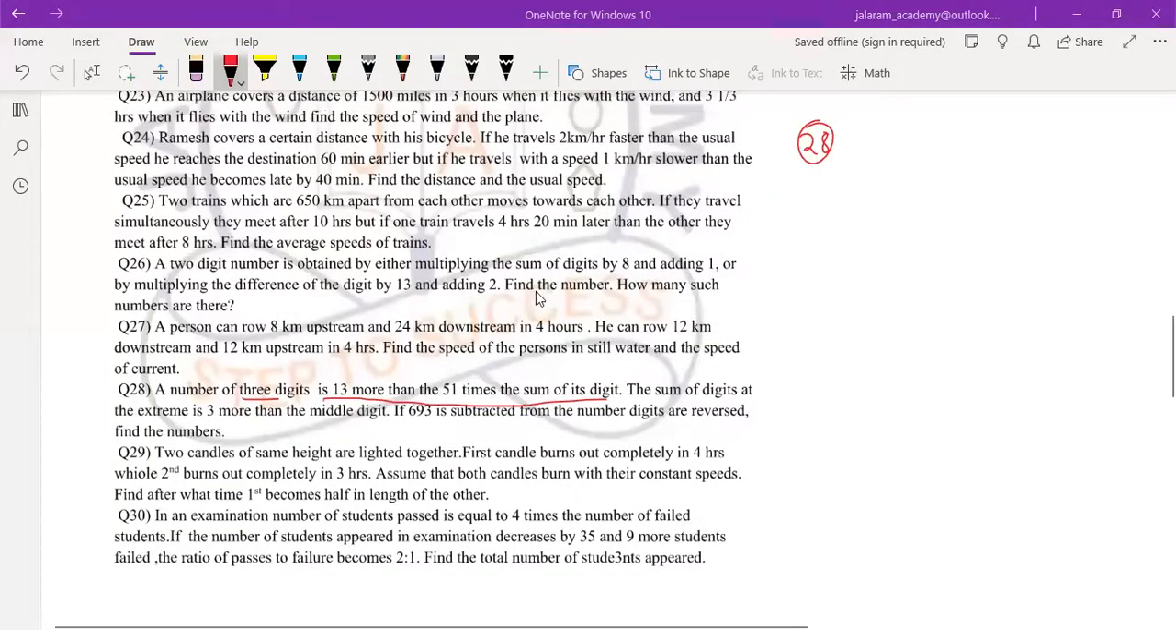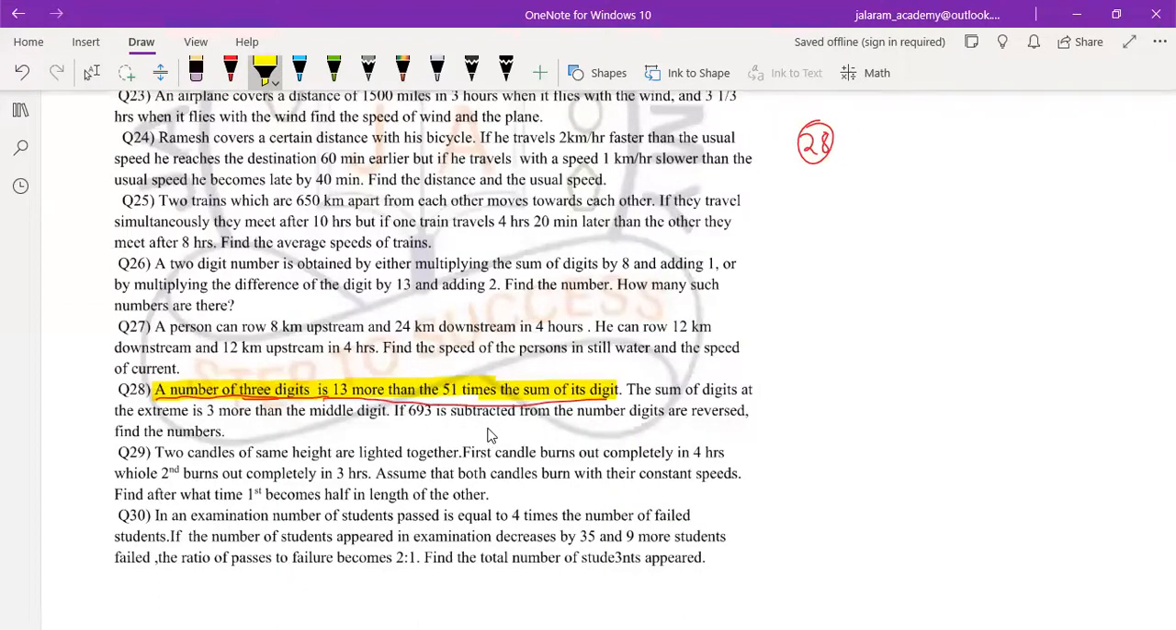So welcome back students. Now we continue with the word problems of simultaneous linear equations. And today we will discuss the questions involving 3-digit numbers. So in this question it is given that a number of 3 digits is 13 more than 51 times the sum of its digits. Okay. So how to assume and what to assume to find this?